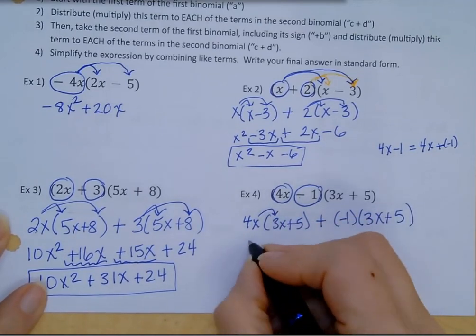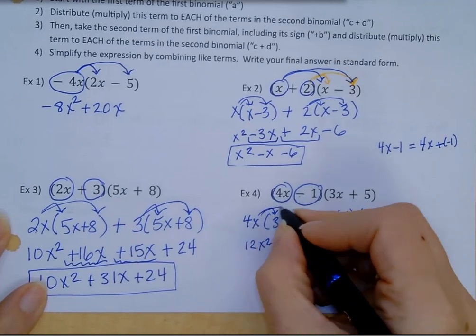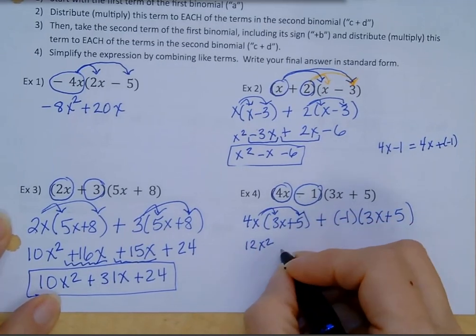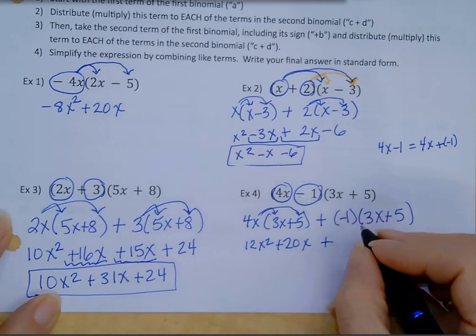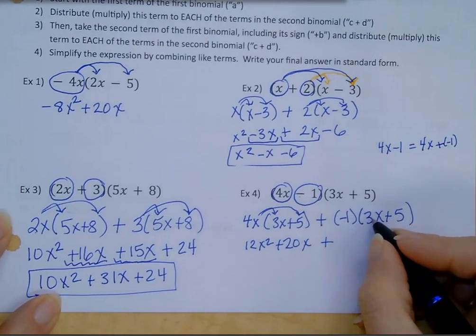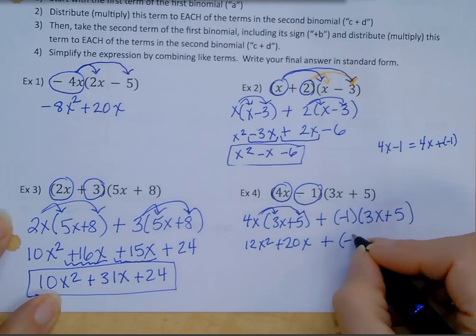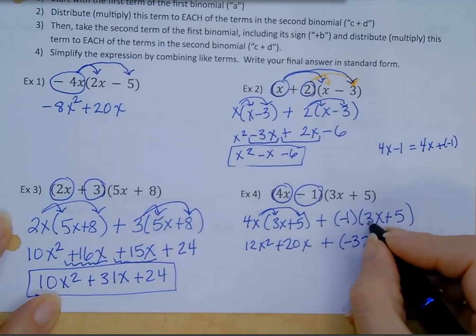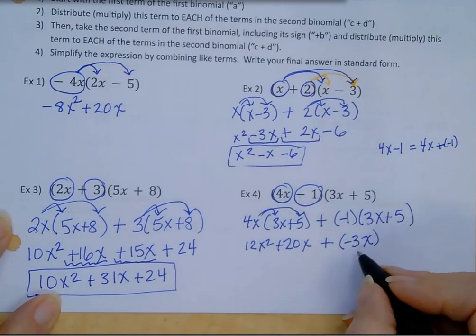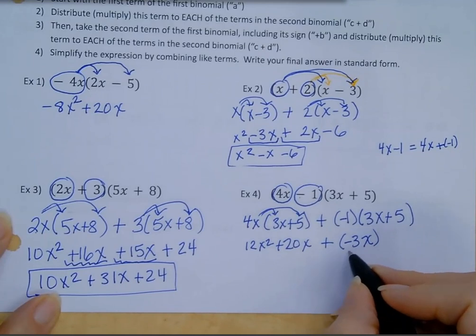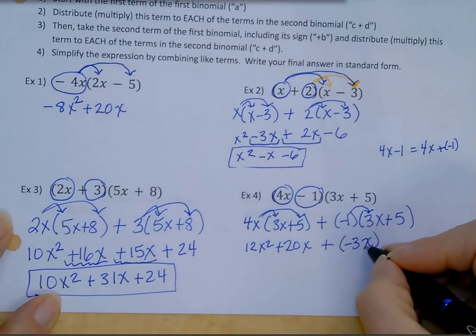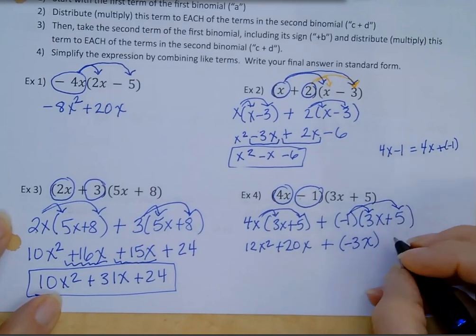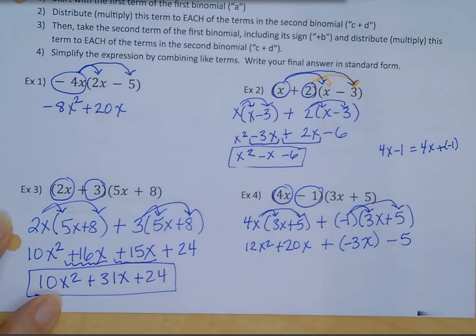So 4x times 3x is 12x squared. 4x times 5, I get to multiply 4 times 5, and that's 20, but it's still times x because I have x there. Plus, this is going to be negative 1 times 3x. I'm putting it in parentheses because otherwise it looks odd to have plus minus side by side. It just starts looking confusing. Okay, negative 1 times 3x is negative 3x, and negative 1 times 5, I'm going to go ahead and just write that as minus 5, but I could write it as plus negative 5 if I wanted.